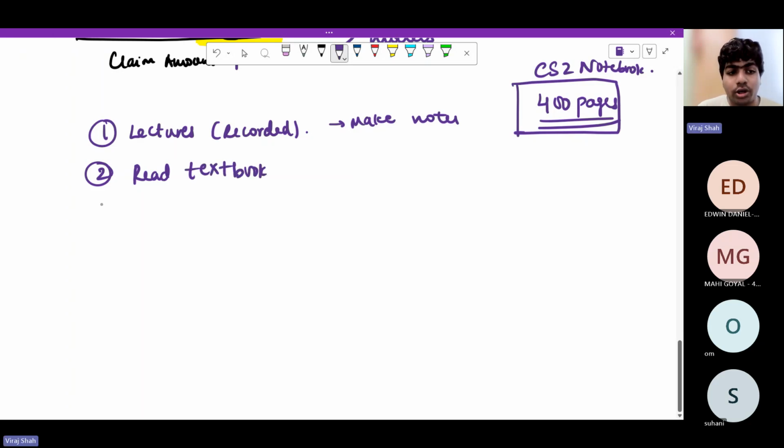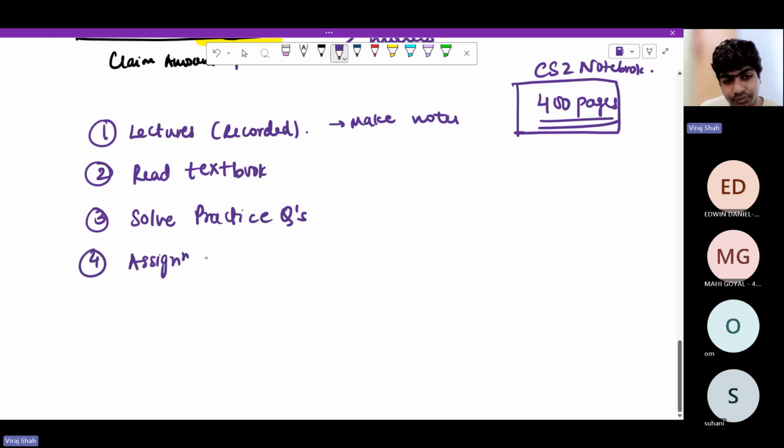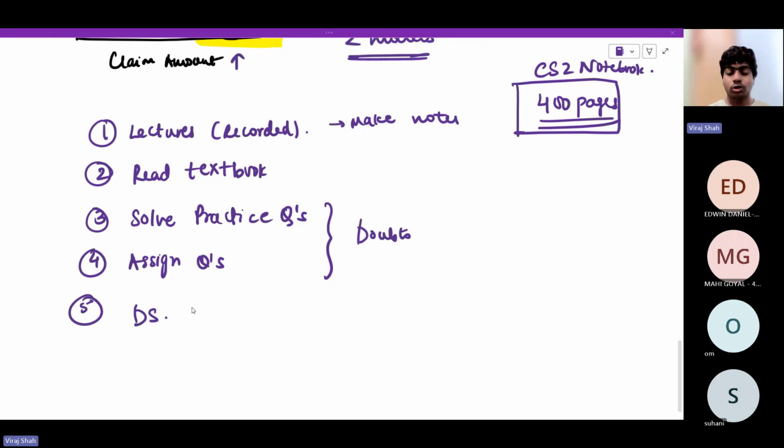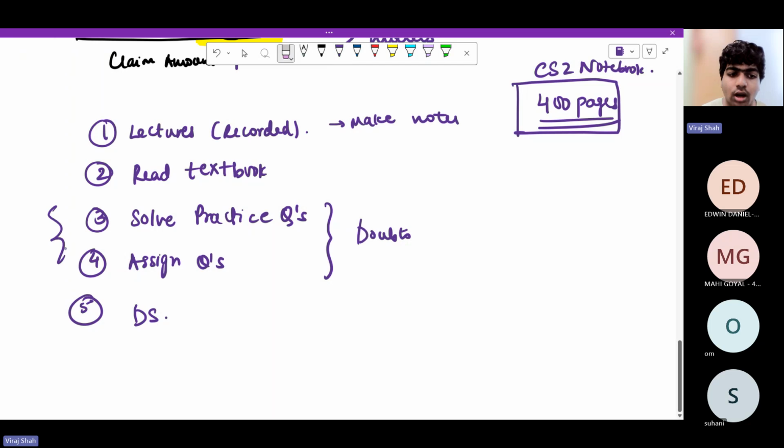Okay. You're going to read the textbook. You're going to solve the practice questions behind the textbook. You're going to solve the assignment questions that are given. Now, there are going to be few doubts that you come up with. These doubts will be taken in the doubt solving lecture, both online and offline. So this doubt solving lecture will be to ask your doubts.